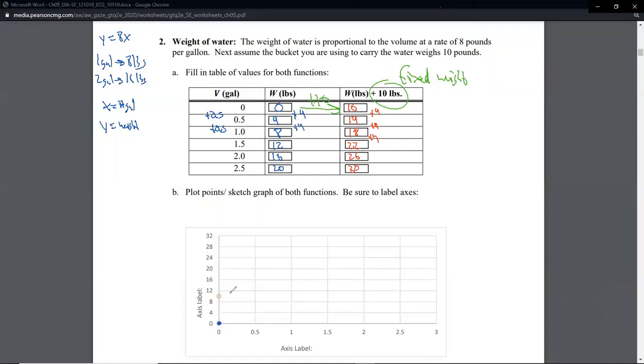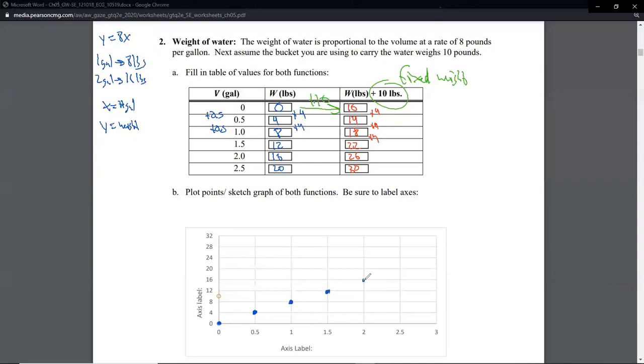We still do 0, 0, that's the origin. Now 0.5 gallons is 4 pounds. So we go right a half and we go up 4. These graphs are also done very nicely for you, as you will see for the blue pattern coming up. 1 gallon of water weighs 8 pounds. 1.5 gallons of water weighed 12 pounds.